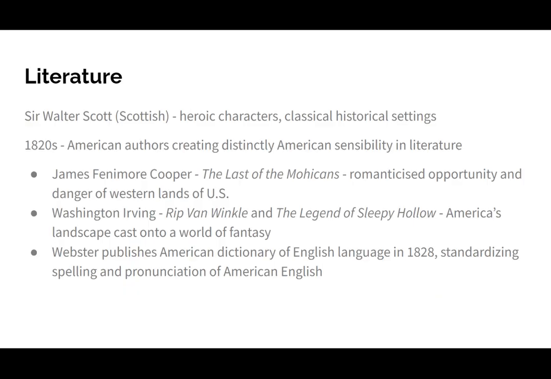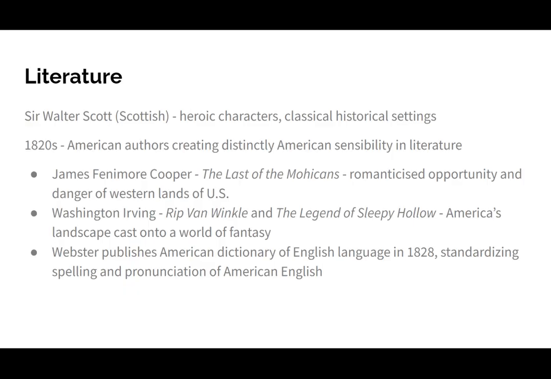Okay, so getting into literature. Sir Walter Scott, a Scottish writer, like I said, European influences, is going to be very popular. He focused on heroic characters and classical historical settings. In the 1820s, American authors begin to create distinctly American sensibilities in literature. For example, James Fenimore Cooper writes The Last of the Mohicans, a very romanticized view of both the opportunity and the danger of the Western lands of the United States.